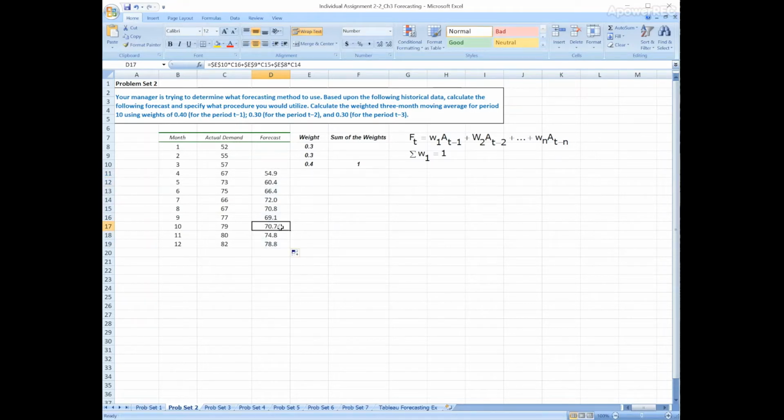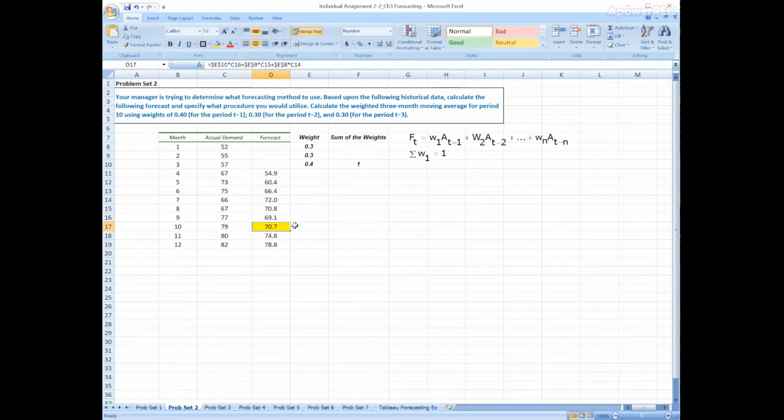Now you can move on to week 10 to check it out. You can just come up with the forecast for month 10, which is equal to 0.4 (our first weight) times 77 (actual demand in month 9), plus 0.3 (the second weight) times 67 (actual demand in month 8), plus 0.3 (the third weight) times 66 (actual demand in month 7). Finally, we got the predicted demand in month 10, 70.7.